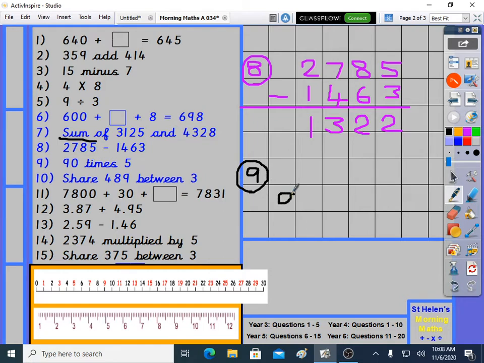90 times 5. I really like these ones. These are one of my favourite things in maths. Times tables in disguise. Because we can do 9 times 5, we can just place a 0 on the end. We can do that. 9 times 5.